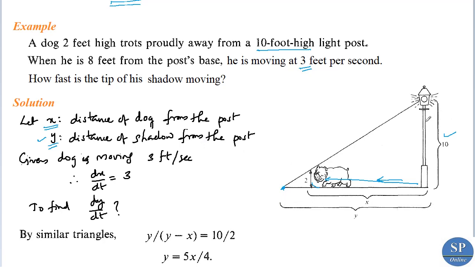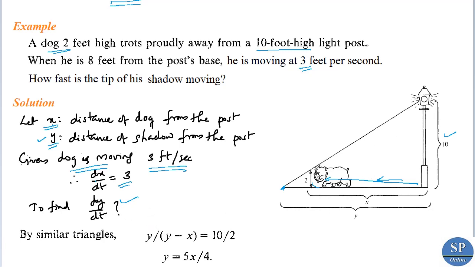We are given that the height of the post is 10 and the dog's height is 2. Also, the dog is moving at a rate of 3 feet per second, that is dx by dt equals 3. And now we have to find how fast the tip of his shadow is moving, that is, we have to find dy by dt.